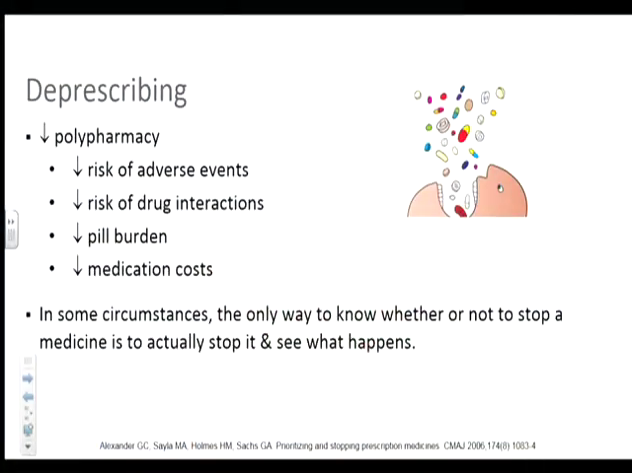So let's move on to another concept in optimizing medications in older adults, and that's deprescribing. So what is deprescribing and why do we do it? Well, it's all about really decreasing polypharmacy. And when we decrease the use of medications, we may see a decrease in the risk of adverse events, a decrease in the risk of drug interactions, decreased pill burden, which is often a complaint of patients taking many medications, and of course, decreased medication costs, something very important to someone who is on a fixed income.